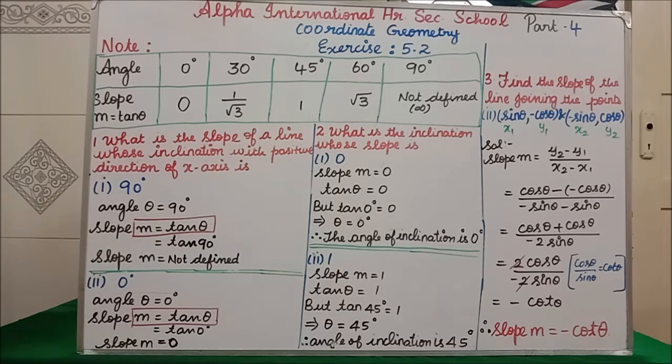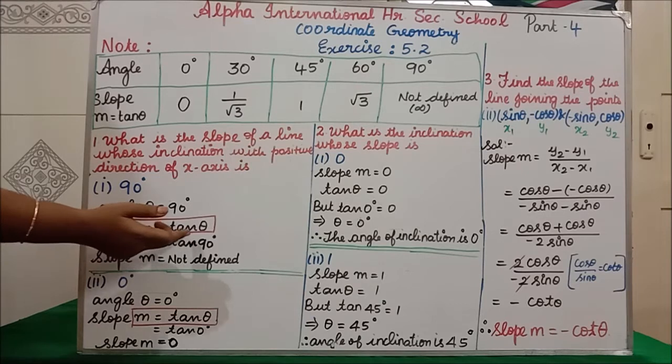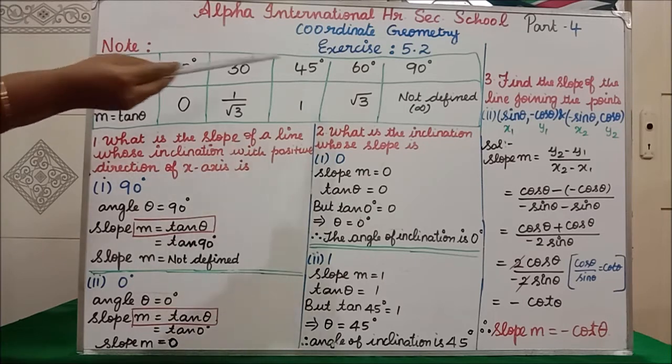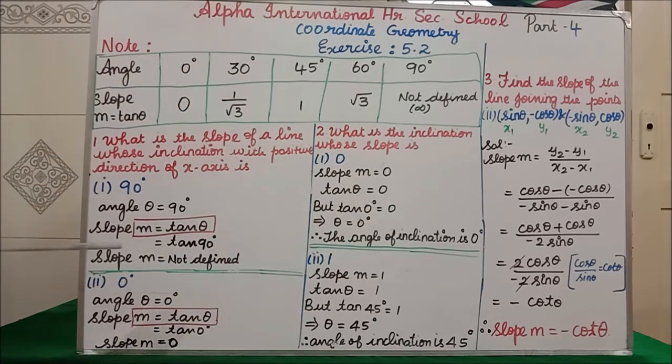For the slope of the straight line, what formula do we have? Slope m is equal to tan theta is our formula. Isn't it? So m equals tan. Instead of theta, what degree have they given? 90 degree. So write here 90 degree. Clear? Now you see in the tabular column, what is the tan 90 degree value? Infinity or not defined. So you write slope m is equal to not defined.